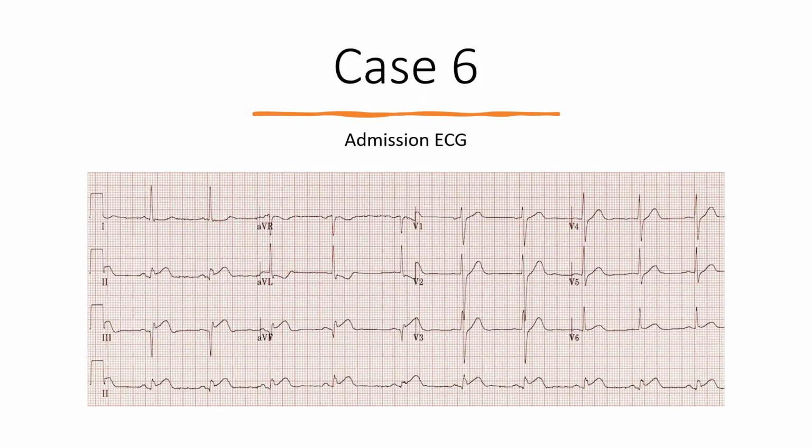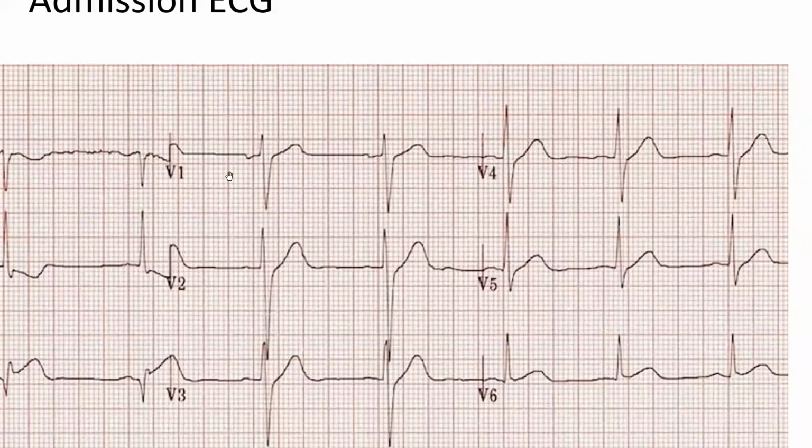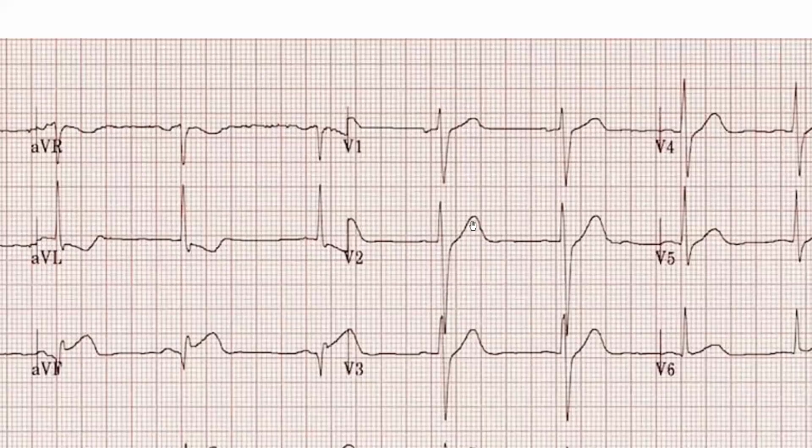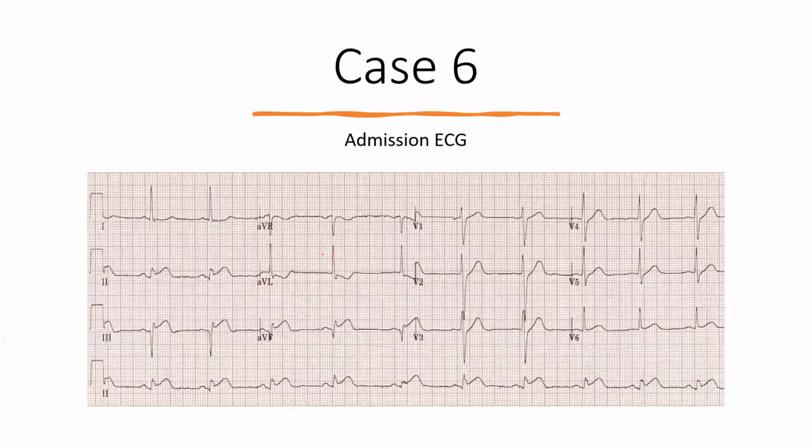If we take a look at V1, we're just going to zoom this. If we take a look at V1, the ST is not elevated. The same thing in V2, it's not elevated. V3, there's no ST elevation. V4, V5, and V6. So therefore, we don't see any MI or ST elevation MI in the anterior leads as well as the septal leads and the lateral leads.